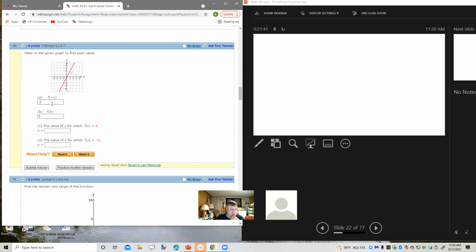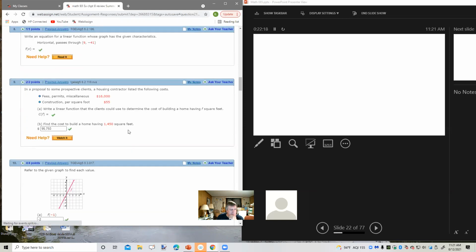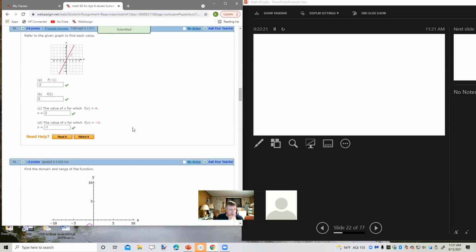Okay. So given x, find y. This says given y, find x. The value of x for which f of x, or y, is 4. Y equals 4 is right there when x is 2. And y is -2 when x is -1. If you look at part A and part D, they're actually the same ordered pair. In part A, they give you the input, you find the output. In part D, they give you the output, you find the input. Okay. All right.